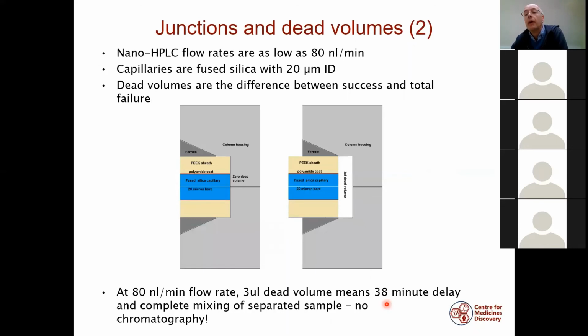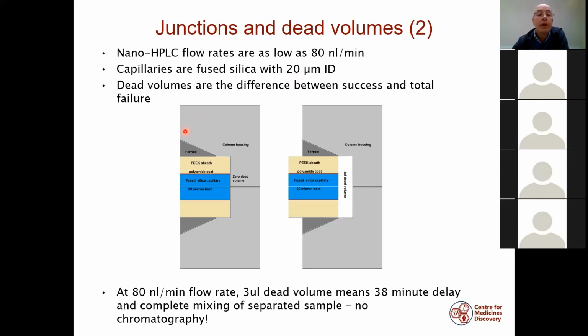However, lots of mass spec uses nano-HPLC, and this means the flow rate is very, very low indeed. It can be as low as 80 nanoliters per minute, not microliters, nanoliters. So it's a very low flow rate because these columns are tiny. So these are made with capillaries, fused silica with an internal diameter of 20 microns. So this is half the width of a human hair.